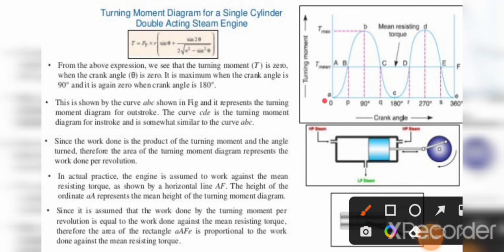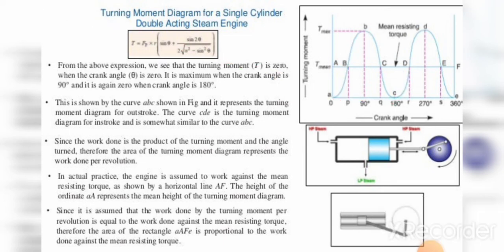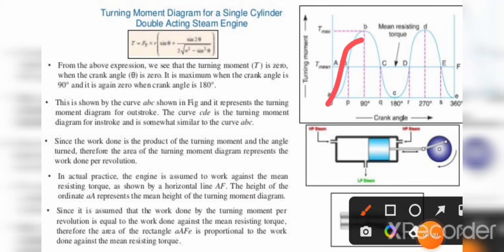From this we can see that curve ABC represents the turning moment for the outstroke, and curve CDE represents the turning moment for the instroke. Since work done is the product of turning moment and angle turned, the area of this turning moment diagram represents the work done per revolution.